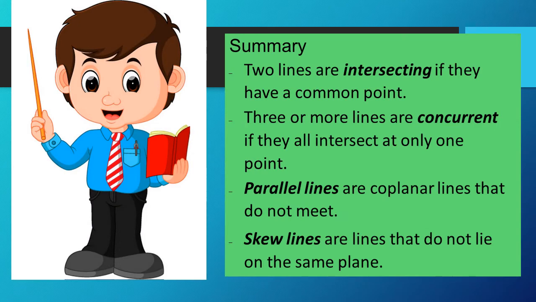Let's proceed with a summary. Two lines are intersecting if they have a common point. Three or more lines are concurrent if they all intersect at only one point. Parallel lines are coplanar lines that do not meet. Skew lines are lines that do not lie on the same plane. Now, you can define the terms in geometry. The following are the skew lines, parallel lines, concurrent lines, and intersecting lines.